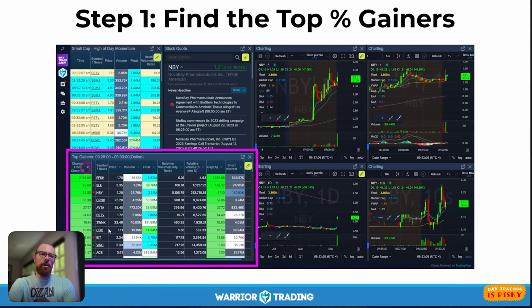Then I can see the symbol, which I might recognize or I might not. I can see the price right here. I can see the amount of volume that's taken place. When you have one that's really light volume with a really big gap like this, usually it's the result of a reverse split. So this is a stock we probably wouldn't trade on this particular day.